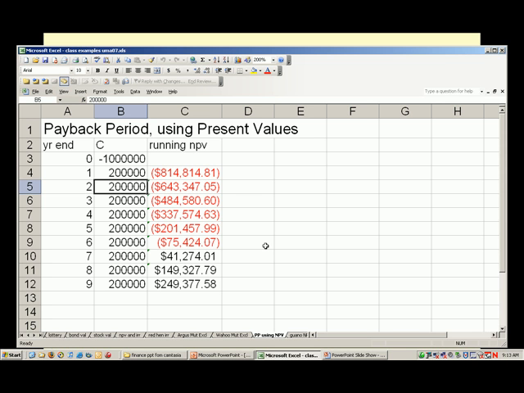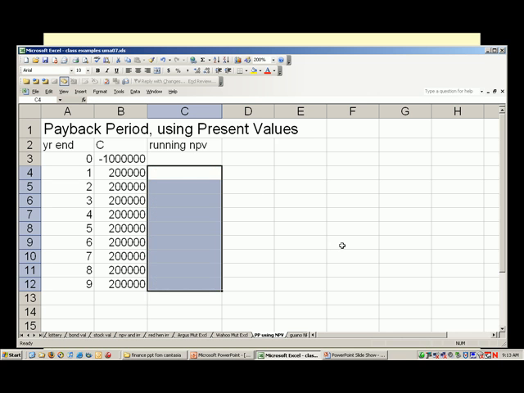Now what we're interested in is what's called a running net present value. We want to know what is the net present value at the end of each year starting in year 1. So let's see how to calculate this running net present value column. You can see that I've calculated it. I'm going to highlight it, delete it, and show you how to calculate it.